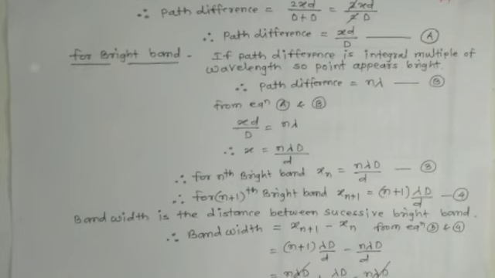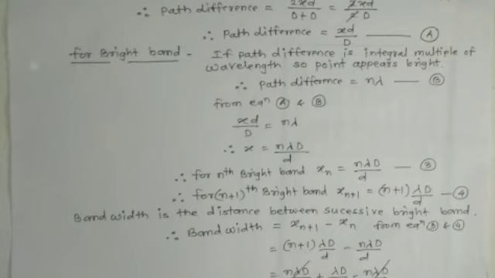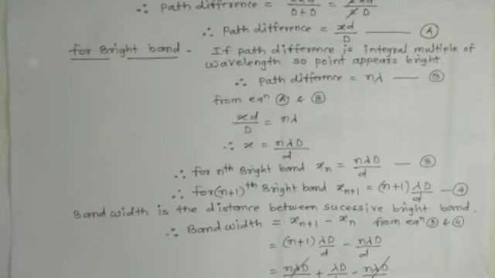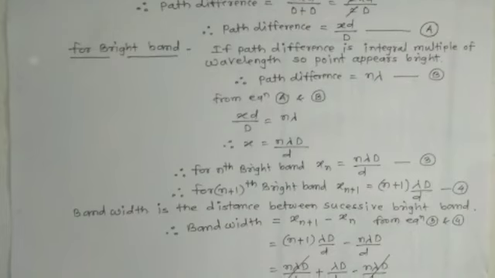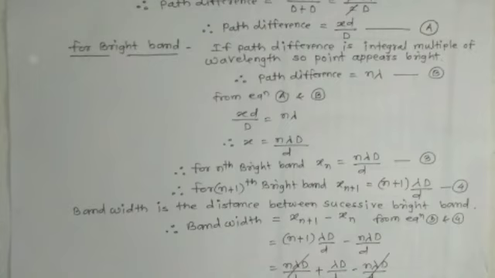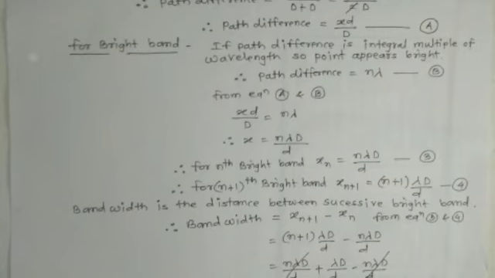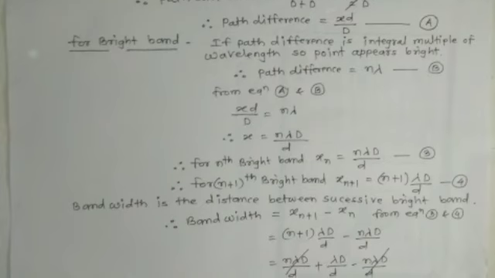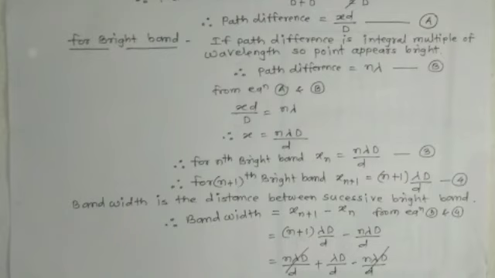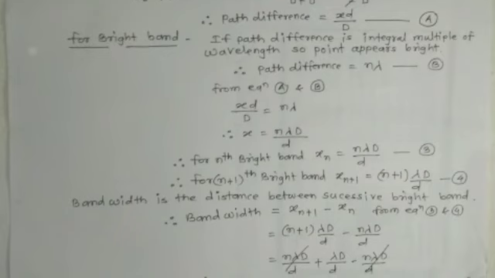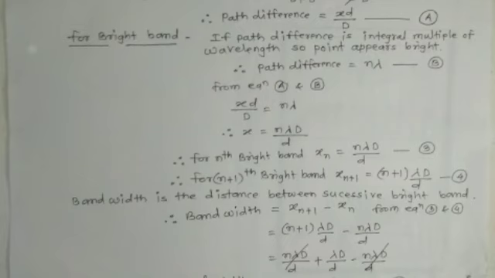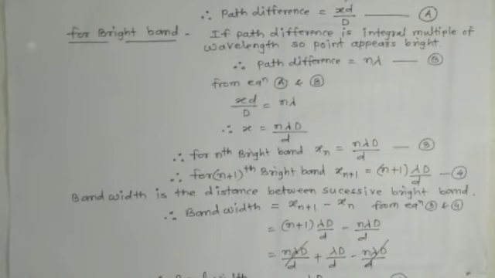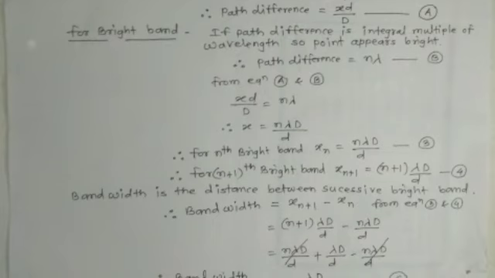For bright band, we know that if path difference is an integral multiple of wavelength, the point appears bright. Therefore path difference equal to n lambda, equation B. From equation A and equation B, x small d upon capital D equal to n lambda. Therefore x equal to n lambda capital D upon small d. For nth bright band, xn equal to n lambda capital D upon small d. It is considered as equation number 3.